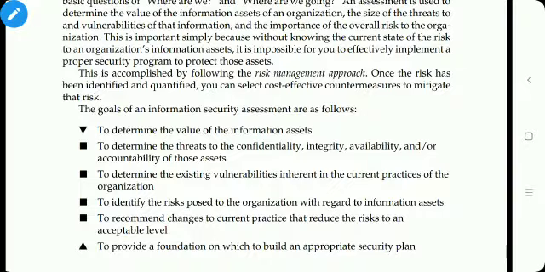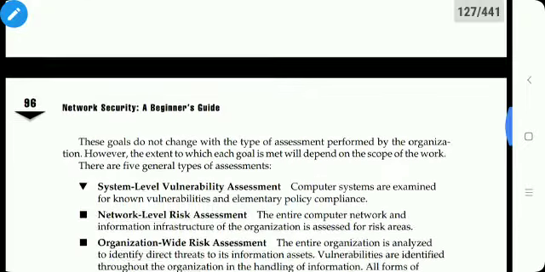Then to determine the threats to the confidentiality, integrity and availability of those assets. Then to determine the existing vulnerabilities inherent in the current practice of the organization. To identify the risks with regard to the information assets, which risks may occur for the information. Then to recommend changes to the current practice to reduce the harm of the risk, and to provide a foundation on which to build an appropriate security plan. So these are the goals of the assessment.